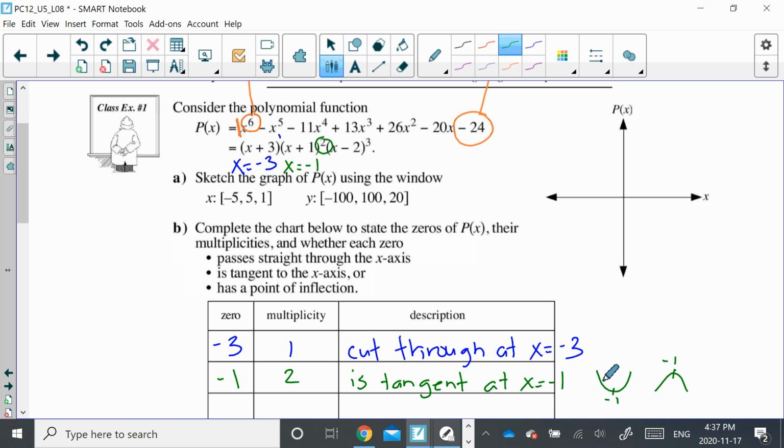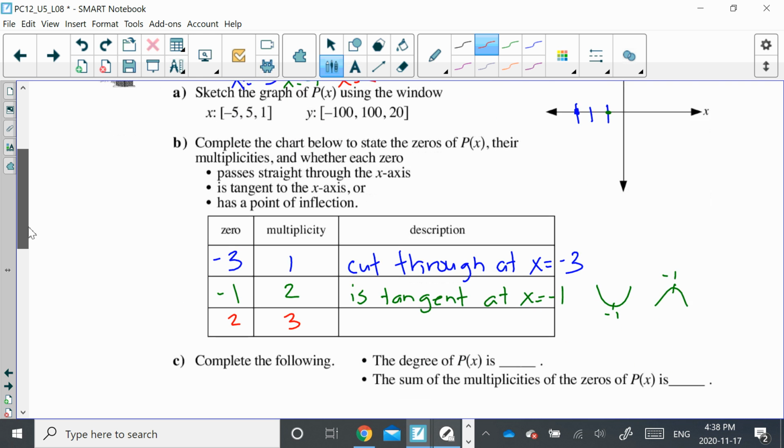So tangent means my graph is going to touch the x-axis at negative 1, but it's not going to cut it. Let's actually put these x-intercepts in. Negative 3 was one of my x-intercepts, and it's going to cut through that one. Then we had a 0 at negative 1, and this one's going to be tangent. Then the last x-intercept is this one right here, x equals 2. So the 0 is 2, and the multiplicity is 3.